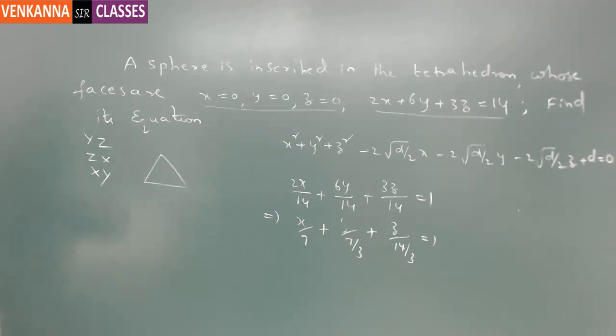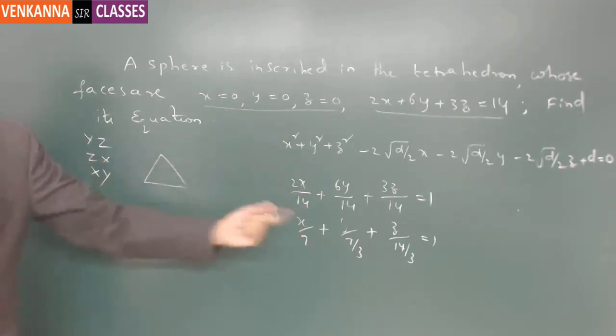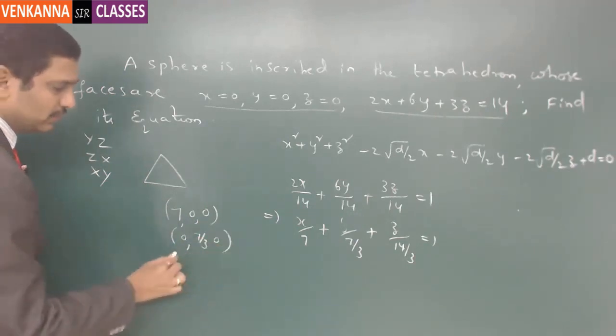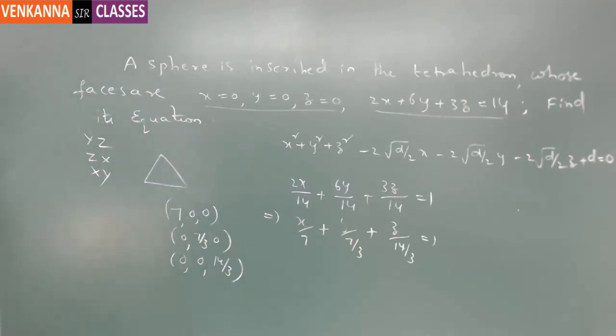So here it is nothing but 2 into root of d by 2. Right. Now the thing is, what could be the possibility of root of d by 2? Can you guess? From this, you can say that this plane makes intercepts on the axes as (7, 0, 0), (0, 7 by 3, 0), and (0, 0, 14 by 3). Accepted? If you consider the axes, this is one point, this is one point, this is the other point. Since the plane is making intercepts, the sphere must fit inside of it. Agreed?